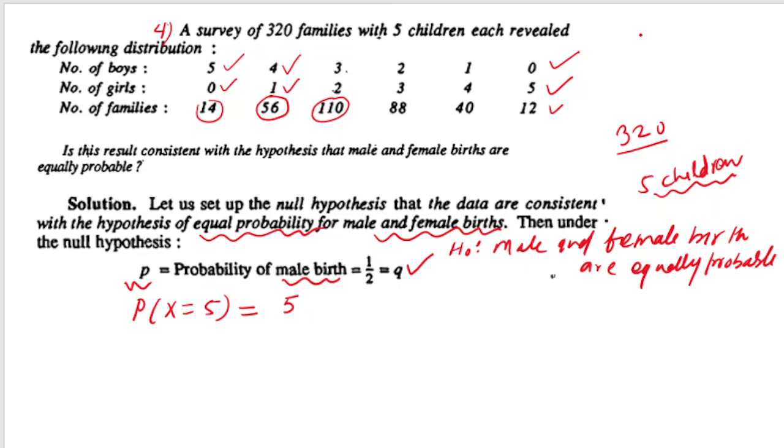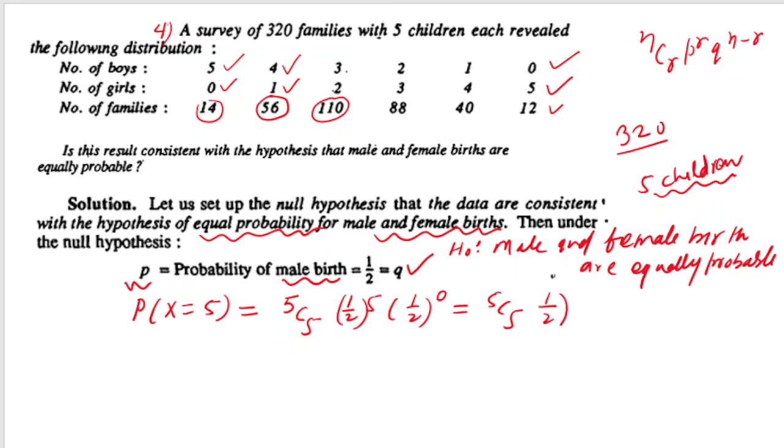Do you remember the formula for binomial distribution? It is nCr P to the power r Q to the power n minus r. So if I have to calculate the probability of 5 boys, n is 5, out of 5 children, 5 boys are there. P is 1 by 2, so 1 by 2 to the power 5, and Q is 1 by 2, so that is 1 by 2 to the power 0. So I will get 5C5 and 1 by 2 to the power 5, because 0 and 5 will be added. 5C5 is 1, and 1 by 2 to the power 5 is 1 by 32. So I will get the probability as 1 by 32.